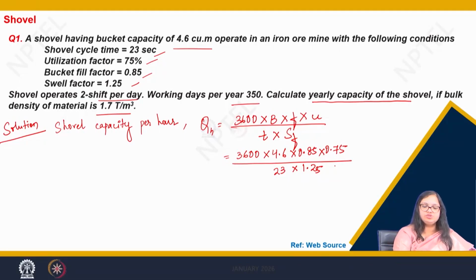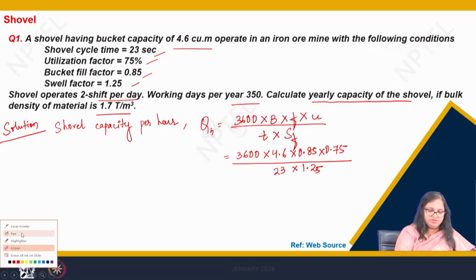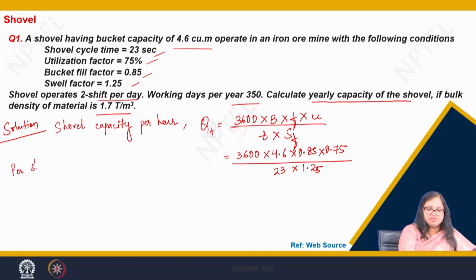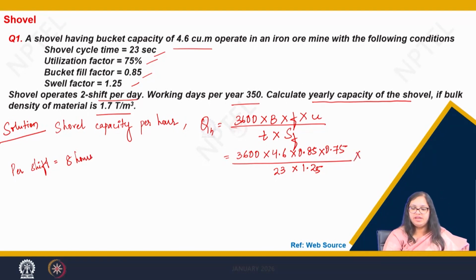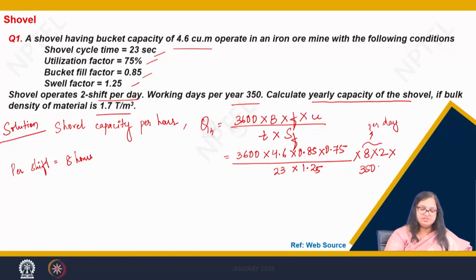Let us say it operates 2 shifts a day. So per shift is 8 hours. So we multiply 8 multiplied with 2. So this is per day shovel capacity. So this gives me per day. Now yearly is multiplied with 350.